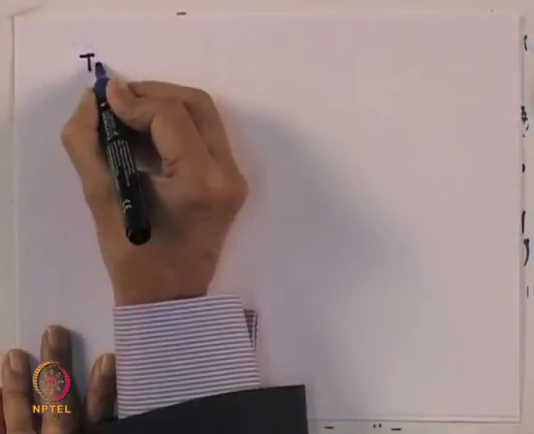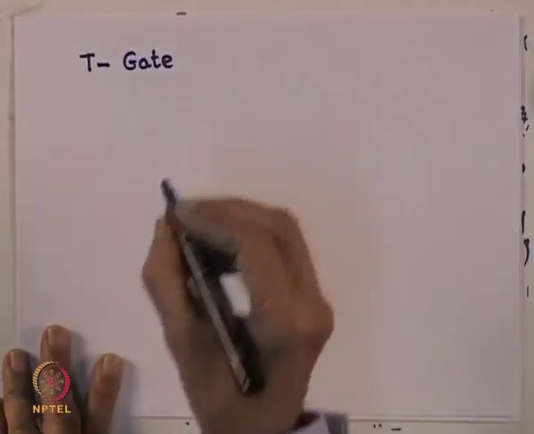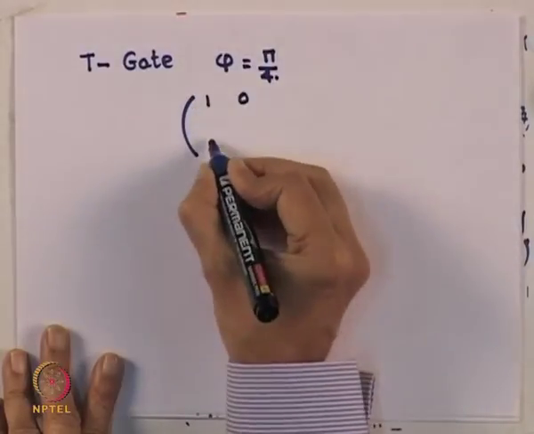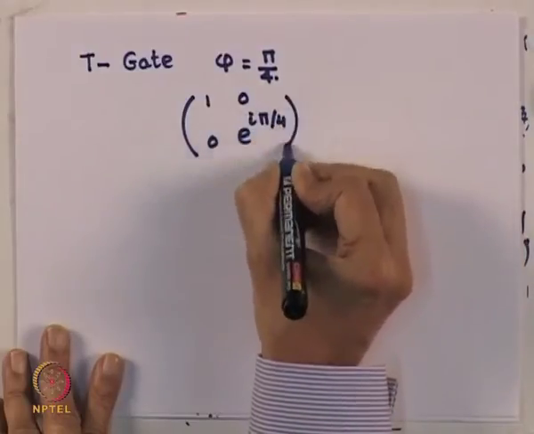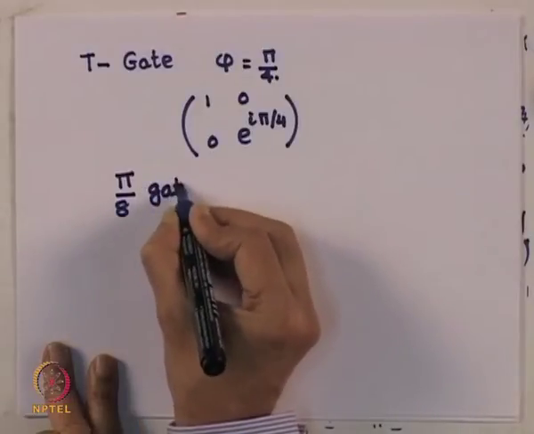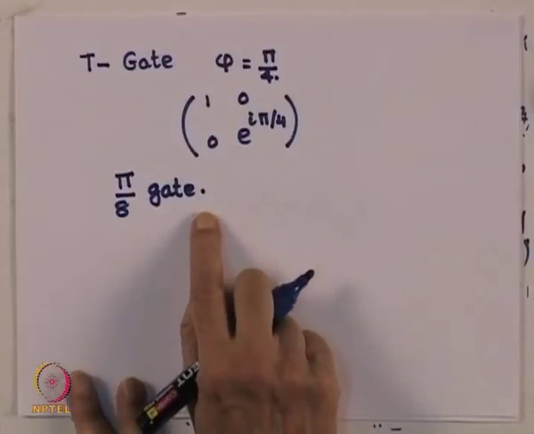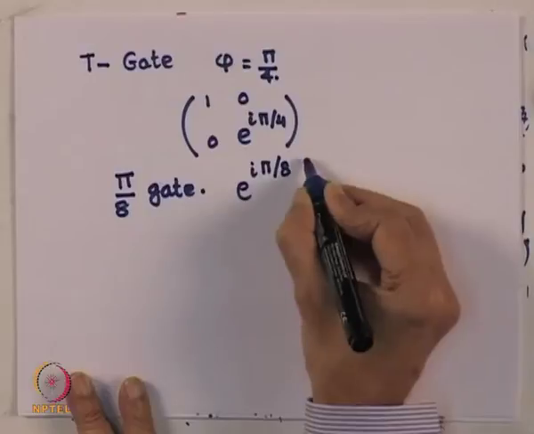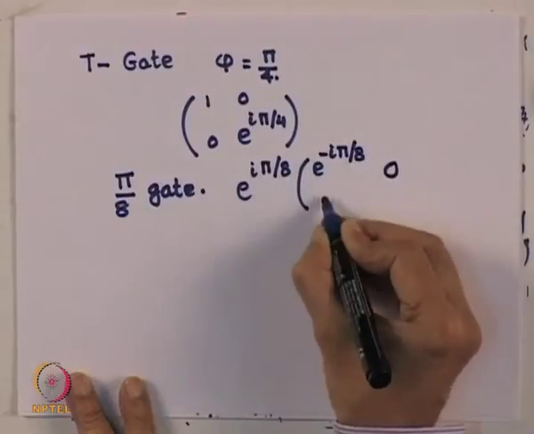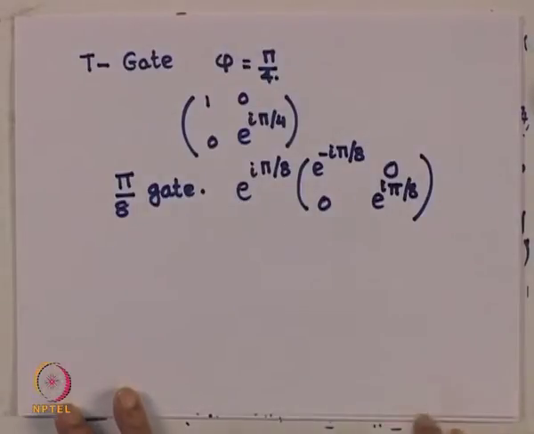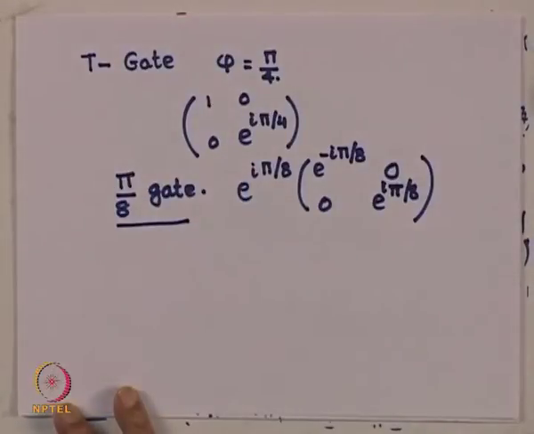There are a few other phase gates which are important. One of them is known as the T gate, where we take the value phi equal to pi by 4. So correspondingly this is 1, 0, 0, e to the power i pi by 4. This interestingly is also called a pi by 8 gate. The reason for this funny nomenclature is that if you pull out an overall phase of e to the power i pi by 8, then the diagonal elements have only pi by 8 along the diagonals. So both these nomenclatures, T gate and pi by 8 gate, are fairly common.